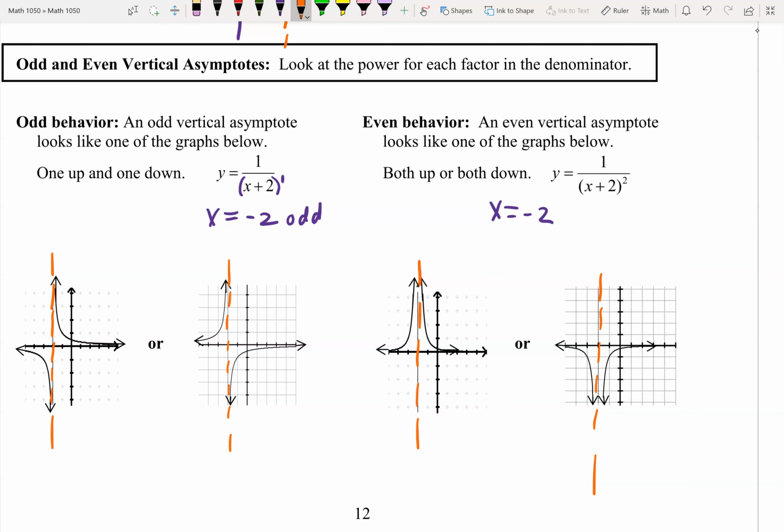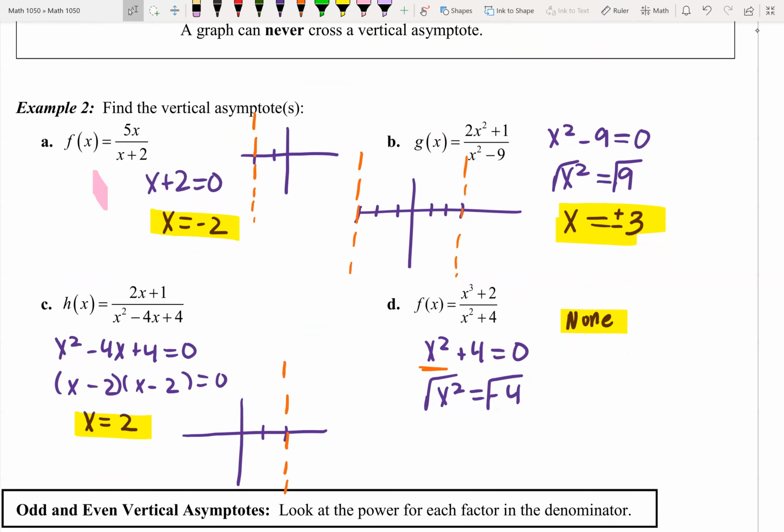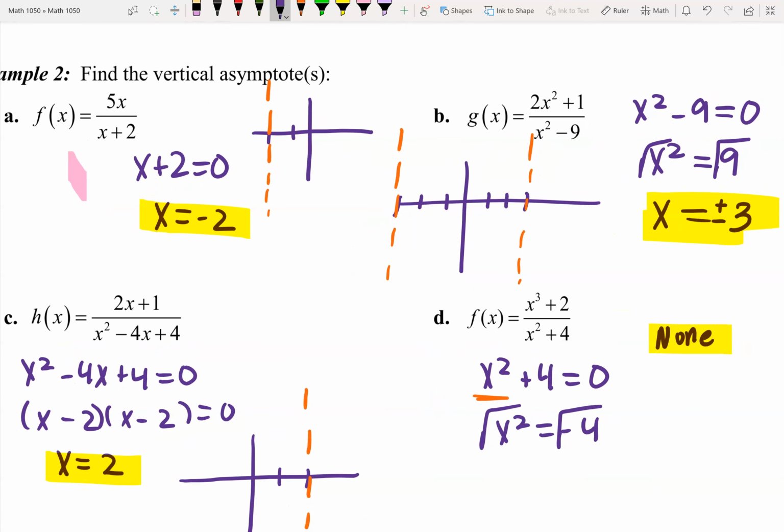Okay, now go back up to question A, B, C, D, and we're going to figure out if these are even or odd. Everybody look at A and just tell me out loud, is it even or is it odd? It's odd. So write in the word odd. And that's because the x plus 2 is raised to the first.